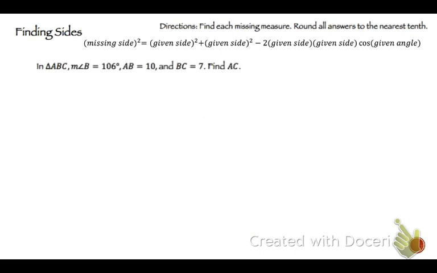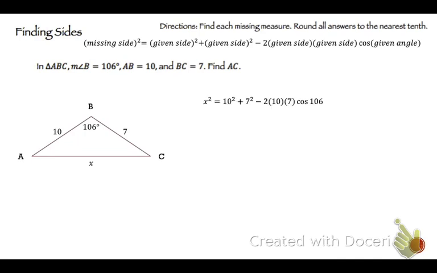Okay, let's go to this next one. So now we're still finding sides, but we're given measurements. We're not given a triangle. So let's draw our triangle, A, B, and C. Now, angle B is 106 degrees. AB is 10. BC is 7. I have to find AC. So I'm just going to call that x.